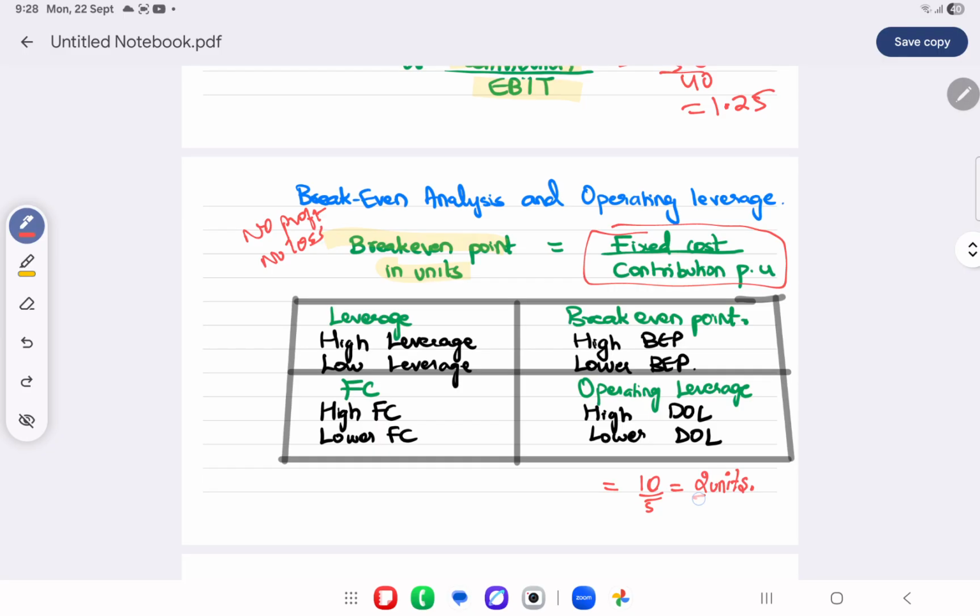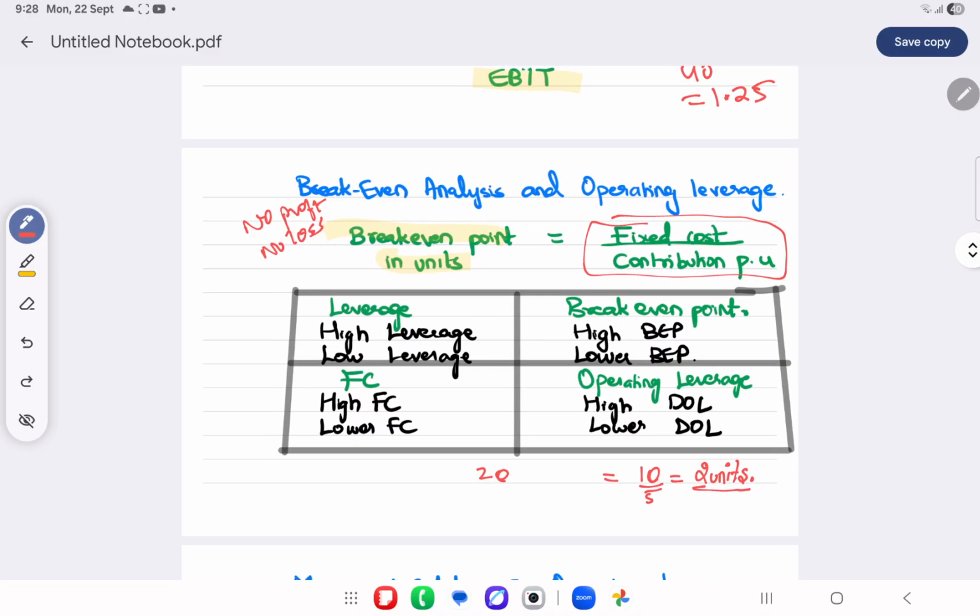So if the sales were 2 units at ₹10, our sales were 20, our variable cost would have been 10, our contribution would have been 10, our fixed cost would have been 10, our EBIT would have been 0. So this is the case of no profit, no loss.